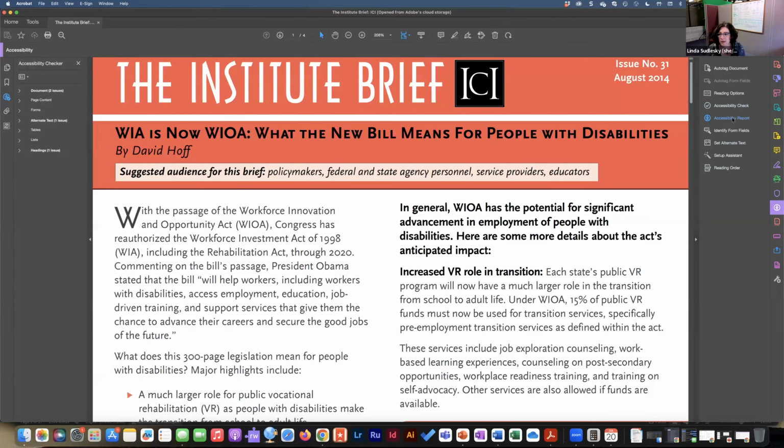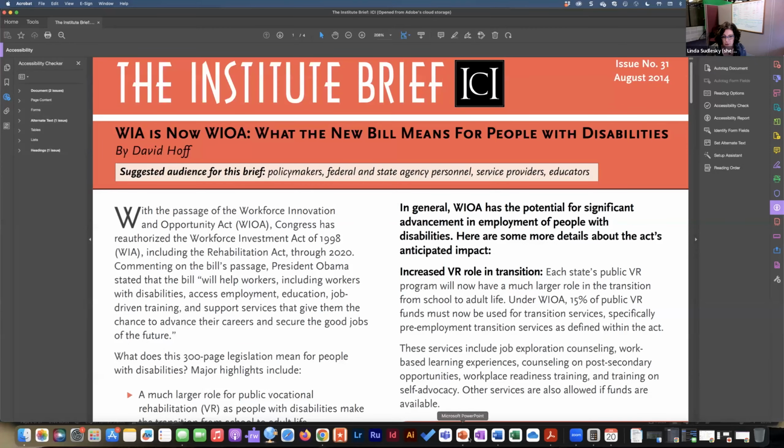This takes a little bit longer to generate the information for the check. It should come up momentarily. But you can also set alternative text here, and you can see there are various features of accessibility that you can use in Acrobat.